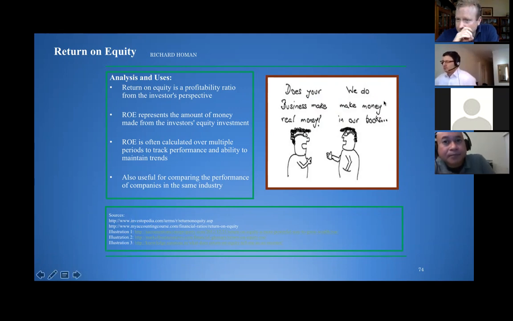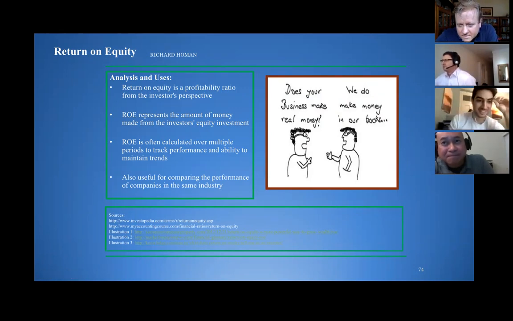Raise your hand if you have any questions or comments. Athena Goris, go ahead. Richard, I loved your presentation, especially the book versus market value of equity, which is really important to know. So just a couple of points. We have to take into consideration always, I think, the level of debt the company has, because that can very easily affect return on equity.